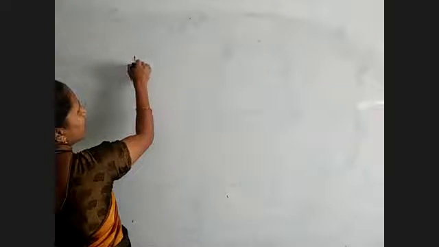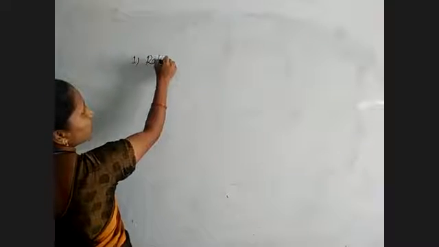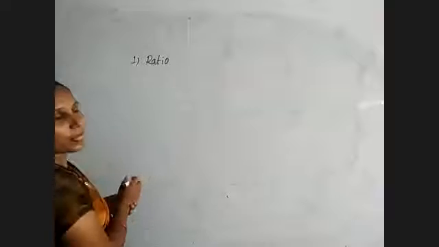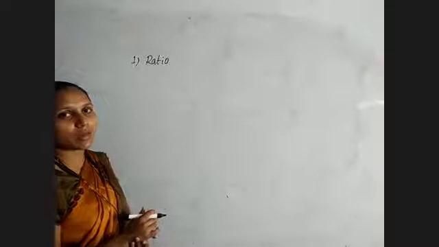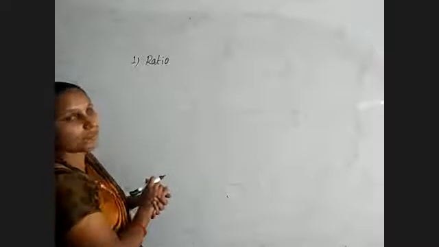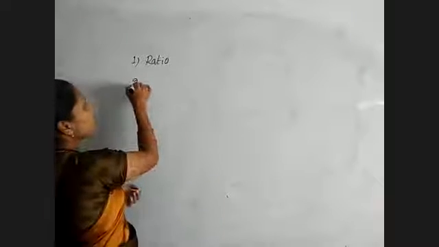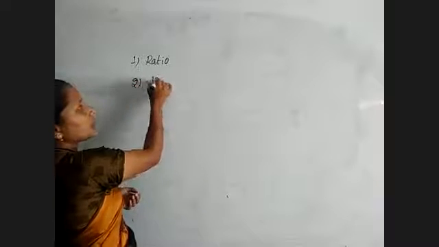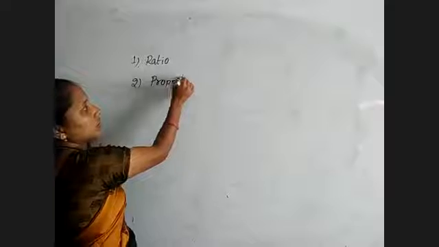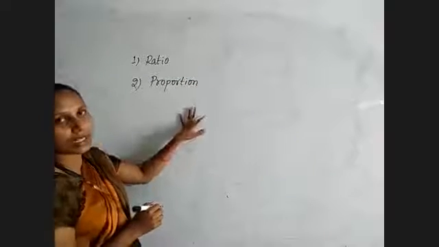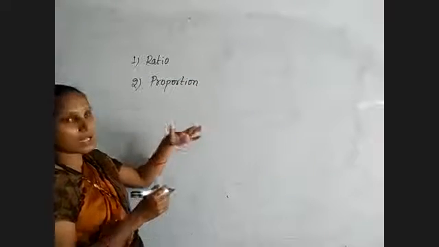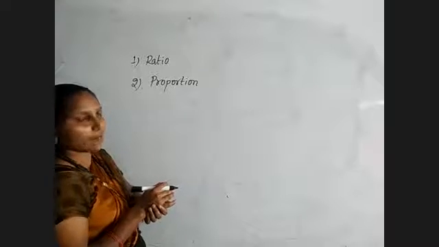First, we have discussed ratio and its terms. What is the simplest form of a ratio? What is the equivalent form of a ratio? All those we have found. And the next topic is proportion. So what is meant by proportion? When two ratios are equal, then they are said to be in proportion. And what are the different terms of the proportion, we have also seen.